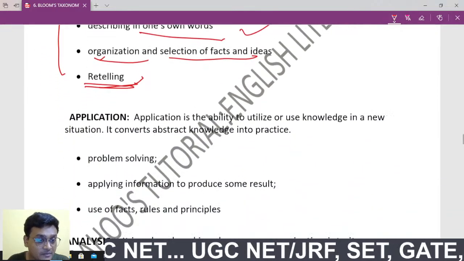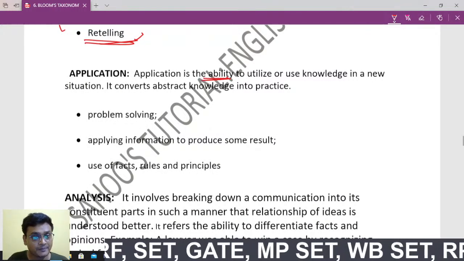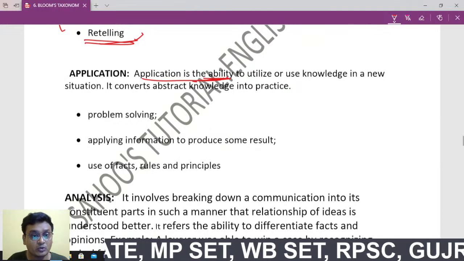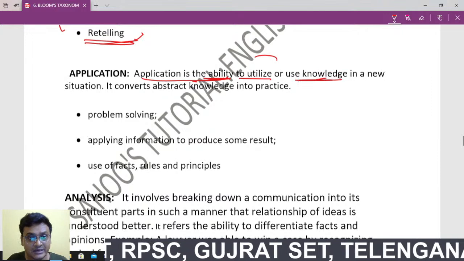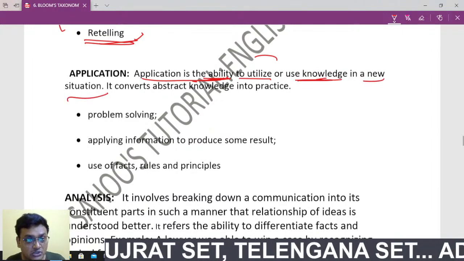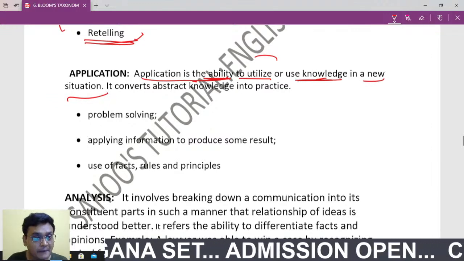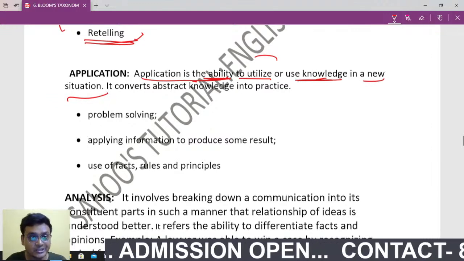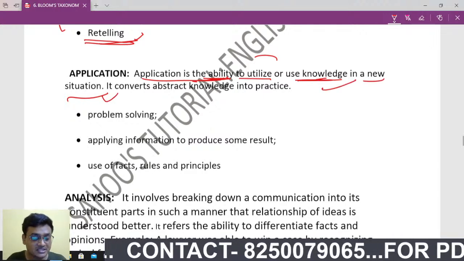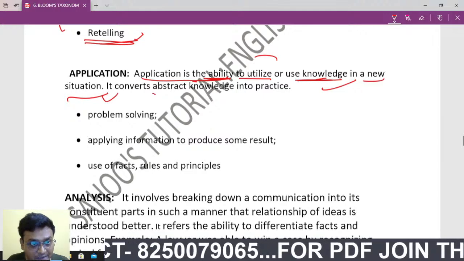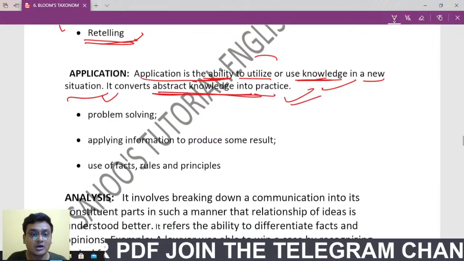And you have application. What is application? It is an ability. Here application is the ability to utilize or use knowledge in a new situation. So prior knowledge, applying it in a new situation, that is application. Application is the ability to utilize or use knowledge in a new situation. That is, it converts abstract knowledge into practice.